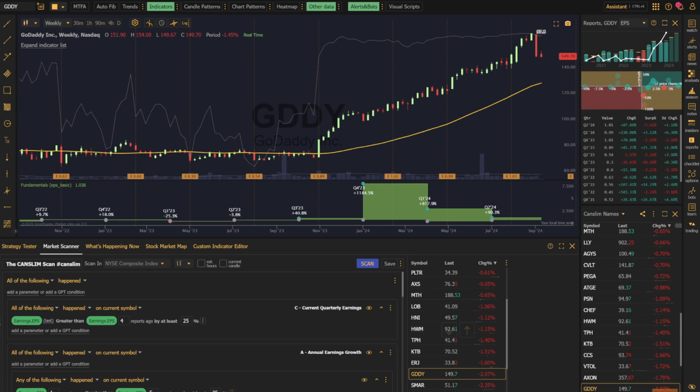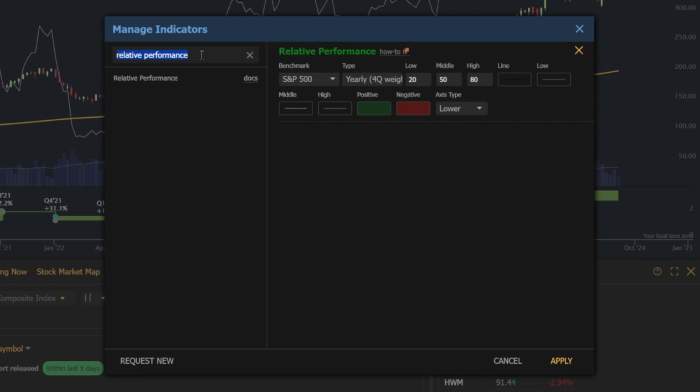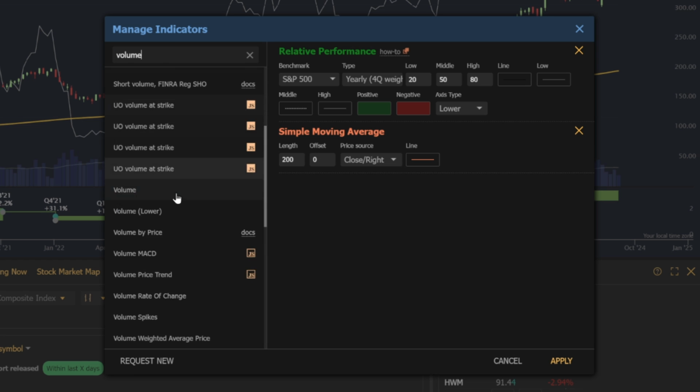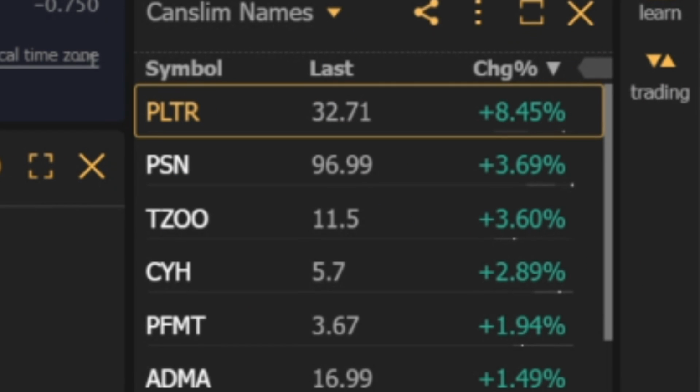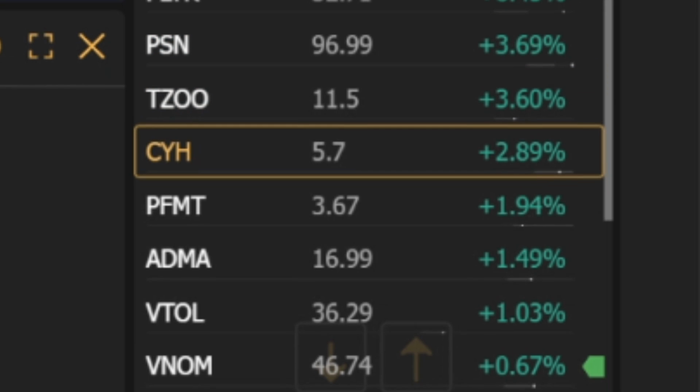TrendSpider traders. William O'Neill's CANSLIM philosophy is a comprehensive strategy that combines both technical and fundamental analysis to help traders and investors zero in on the names with the highest growth potential in the market.